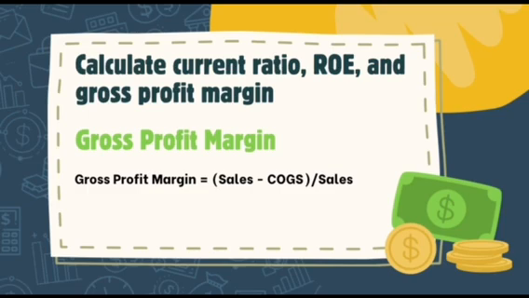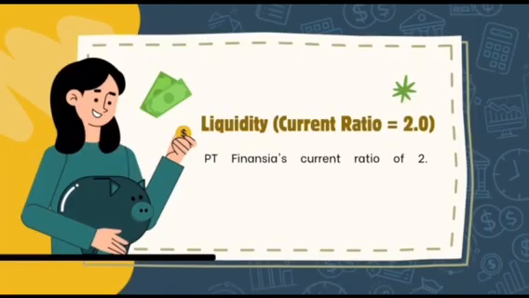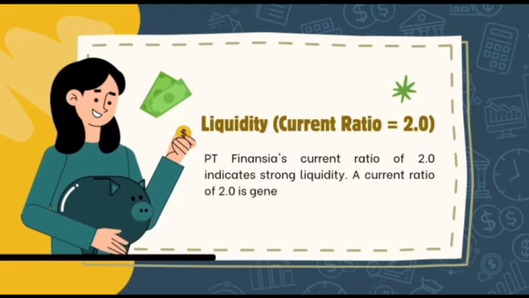Now, let's move on to the gross profit margin. The formula is sales minus COGS, divided by sales. With the figures from PT Financia, the gross profit margin is 6 billion minus 4.2 billion divided by 6 billion, which results in 0.3 or 13%.